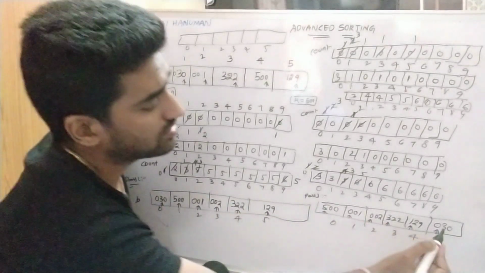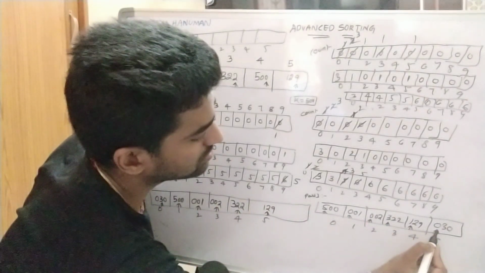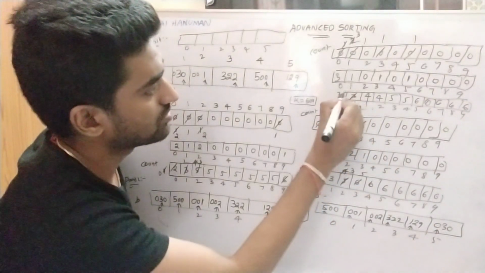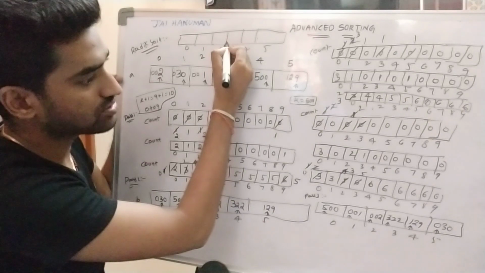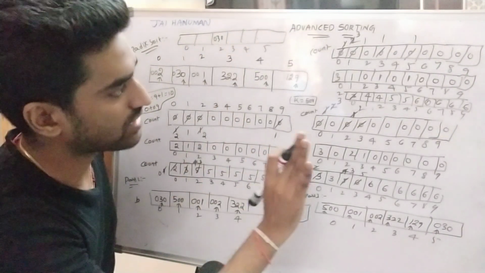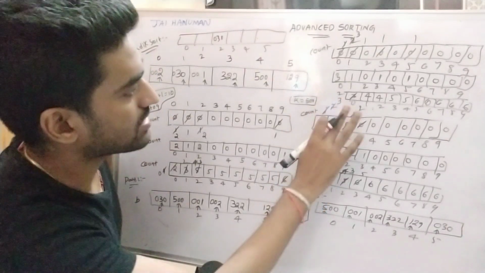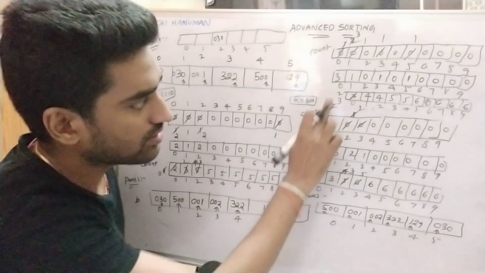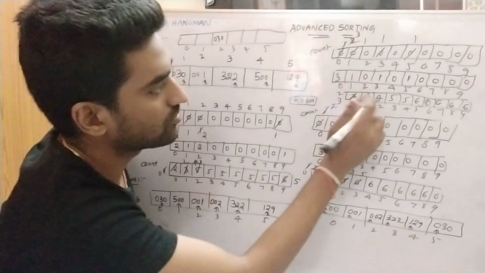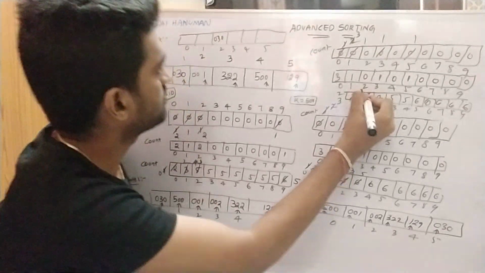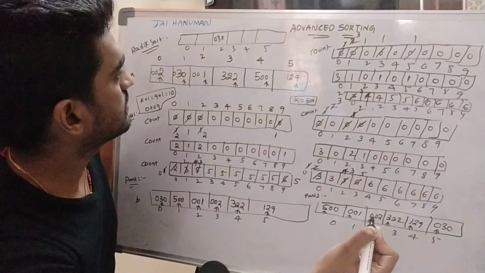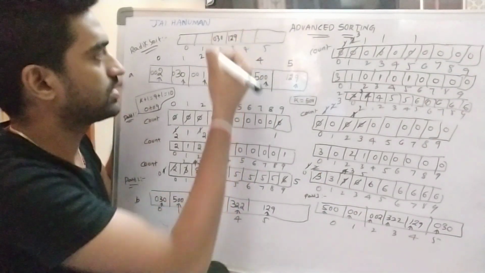Remember that one. Go to the third position. The third digit is 0, so go to index 0, decremented by 1, giving 2. At the second position, we store 030. Fine. Now go to the second position: 129. The third digit is 1, so go to index 1, decremented by 1. At the third position, we store 129.